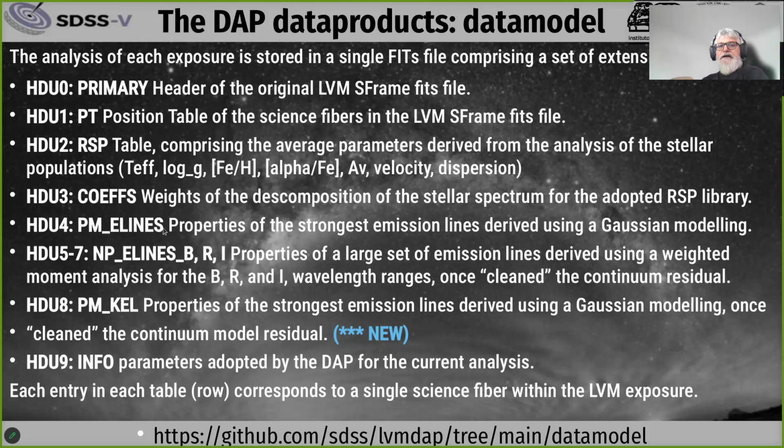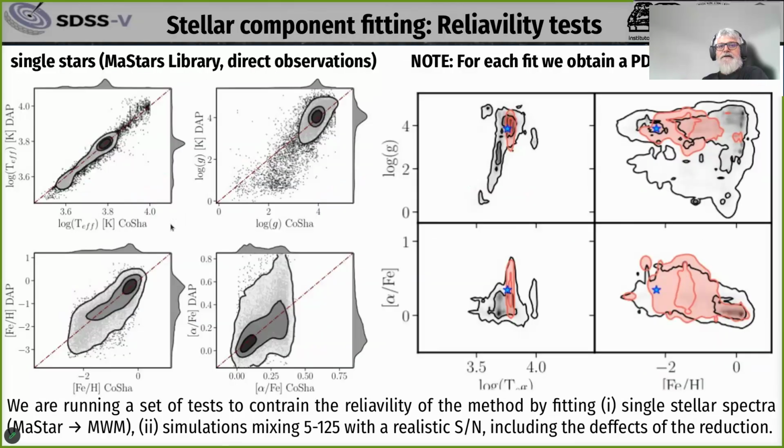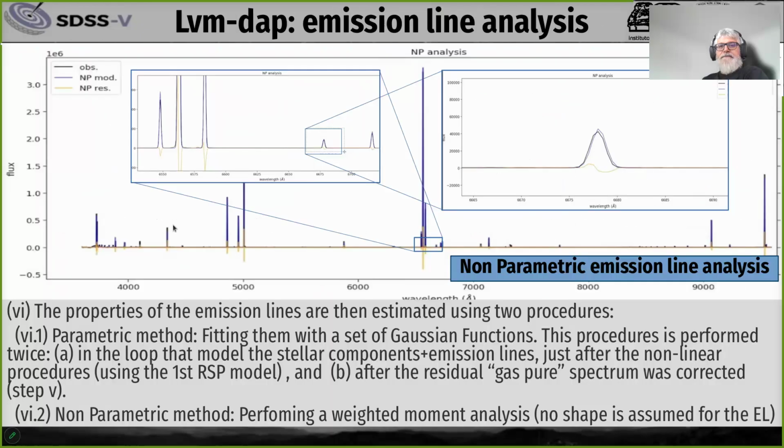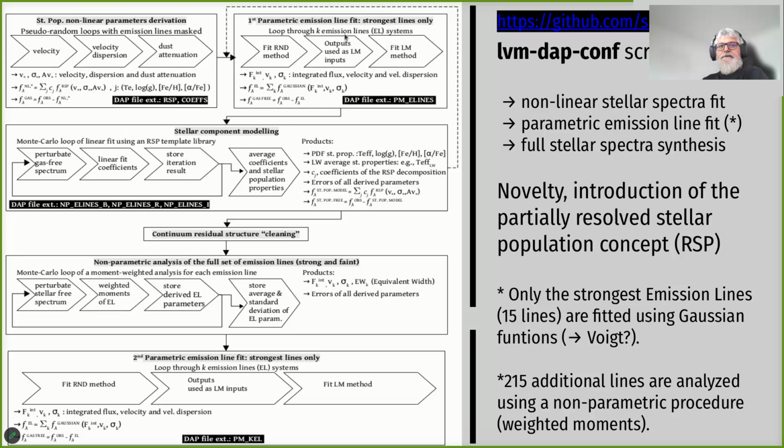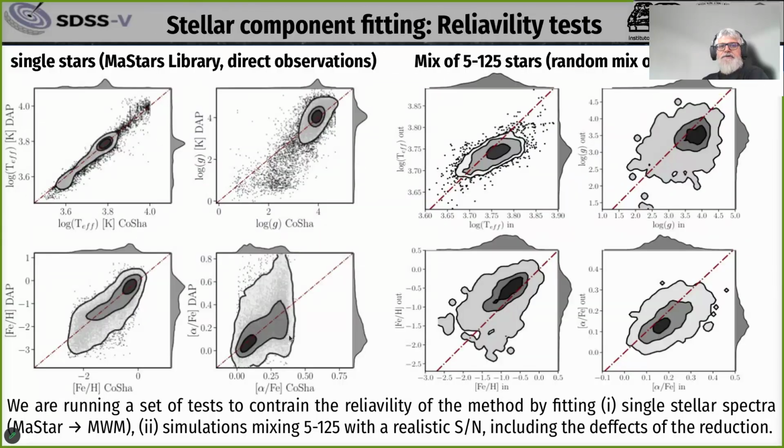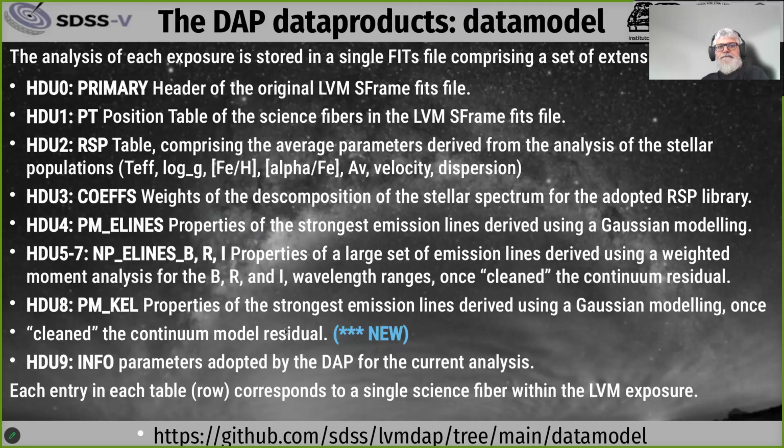Okay, so this is the one parametric, this is the non-parametric, and they are divided in 3 extensions because there is a limitation in FITS tables to less than 1,000 columns. I need to divide it in 3 ranges: the blue, the red, and the infrared, that correspond to the 3 arms of our spectrograph.